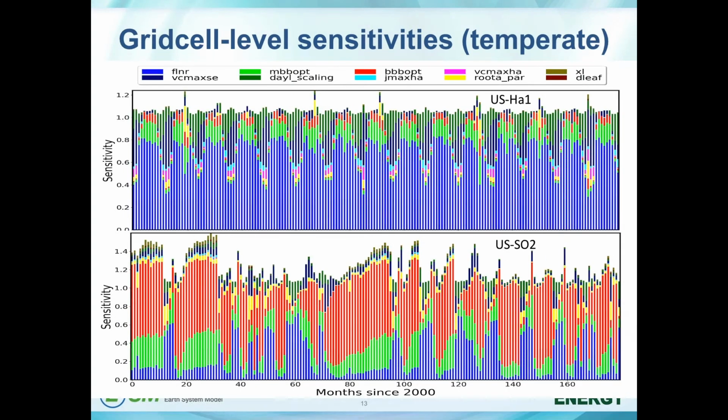The next one, I'll show a couple of temperate sites. So the top one being Harvard Forest in Massachusetts. And so that's a relatively wet site, and we see the FLNR really driving the sensitivities or the variances in GPP at that site. Although we do see these stomatal slope parameters becoming important in the growing season months, and then in the non-growing season months, the day length parameter and this VCmax entropy parameter becoming more important. Although during those periods, the magnitudes of GPP are quite small.